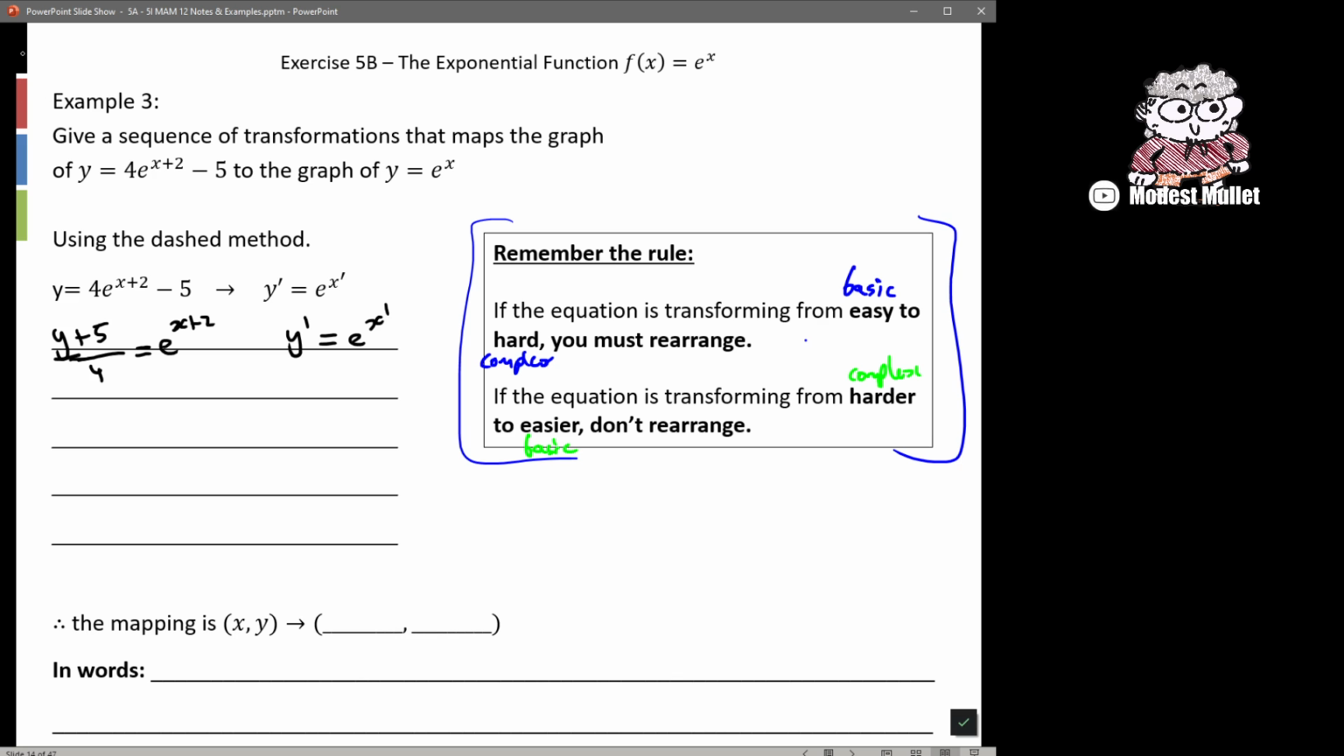Now, equating the left-hand sides and right-hand sides, we get y plus 5 on 4 is equal to y dash. That has to be equal to that. And we also get e to the x plus, oh no, we don't need the whole e to the x plus 2. We just need x plus 2 is equal to x dash.